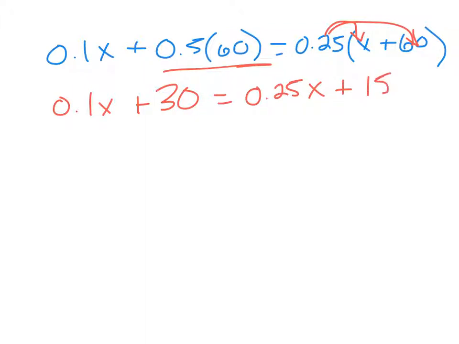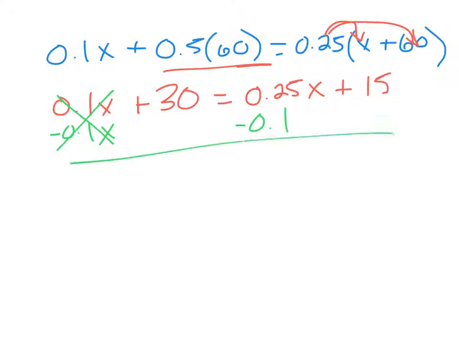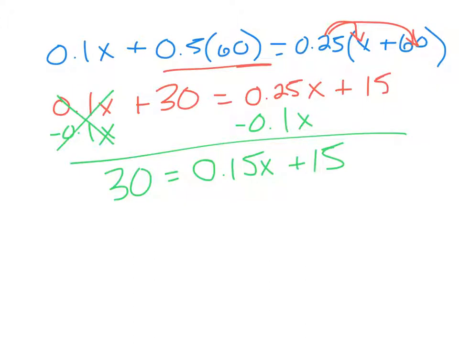So now with this linear equation, we can go ahead and move some things to the other side of the equal sign. You all may do this a different way, but I'm going to move the 0.1x by subtracting it, and that will cancel it out on the left side, and I'm going to subtract that 0.1x from the right side. Again, whatever we do to one side of the equation, we have to do on the other. So on the left-hand side, that leaves me with 30, and on the right-hand side, that leaves me with 0.15x plus 15.